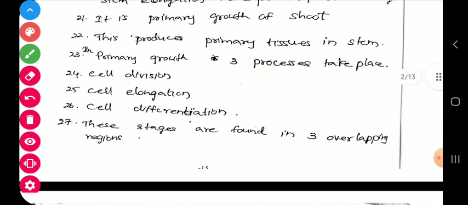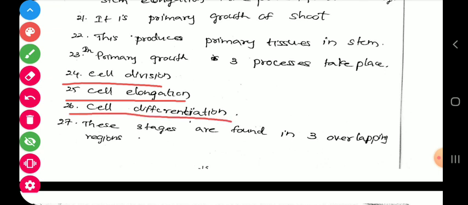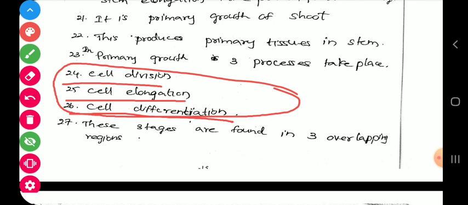So what are the three processes? Number one, cell division. Number two, cell elongation. Number three, cell differentiation. So we have three processes: cell division, then cell elongation, then cell differentiation.